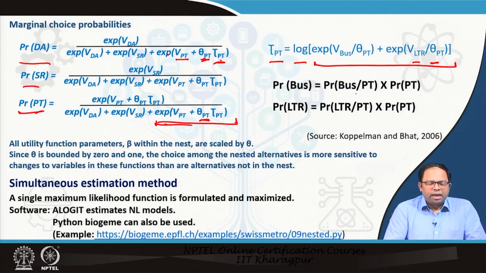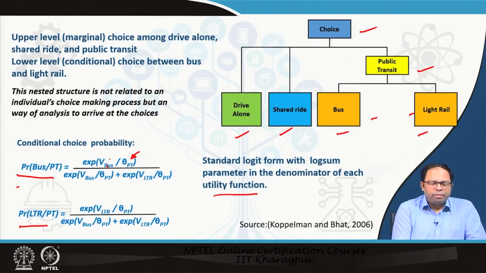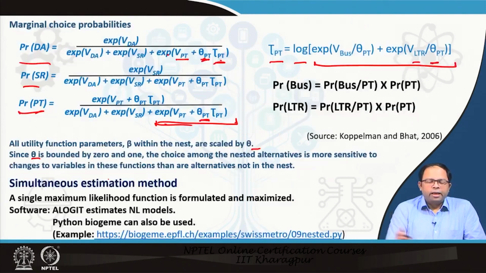So, all utility function parameters beta within the nest are scaled by theta, which is the log sum parameter, and since this theta is bounded by 0 and 1, as you can understand, the choice between nested alternatives is more sensitive to changes in variables in these functions than the alternatives not in the nest. If I am dividing over here by theta, the effect it will have is much more than it is over here. Over there it is directly affecting the utilities of the mode, so the effect of this particular parameter would be higher there.